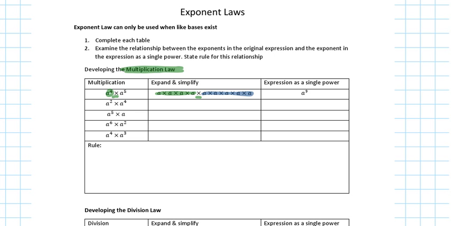So let's write the next one. I have a squared times a to the power of 4. For a squared, I have a times a, times a times a times a times a. Correct? So what does that give me? A to the power of 6. How about the next one? So I have a times a times a times a times a times a. So that gives me a to the power of 6.